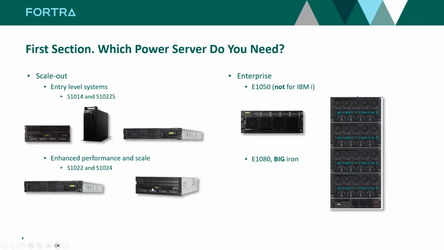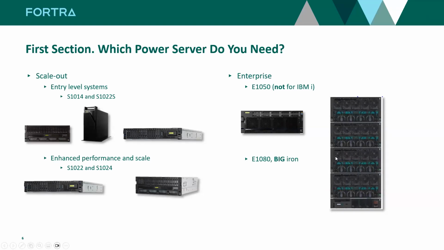The important thing that happens with Power10 that didn't happen before is that this particular model, the S1024, changes the P group. And what's the P group? This is something that we will discuss later, but it's an important value to determine the most convenient server for your needs. The E1050 is not supported for the IBM i, so we're not spending time on this one.